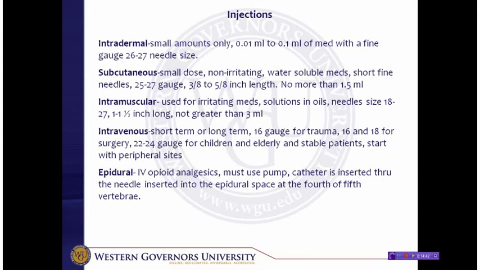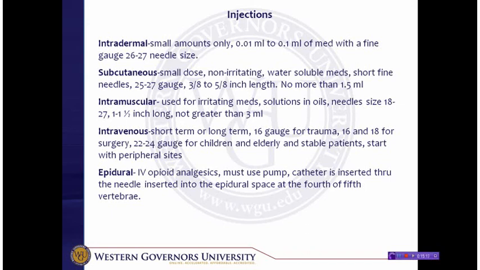For an intradermal injection, we only want to use very small amounts of fluid. It's going to be 0.01 mL to 0.1 mL of medication, and we use a very fine gauge needle, so 26 to 27 gauge. Remember, with needles, when it comes to gauges, the higher the number, the smaller the needle as far as width. In addition to the gauge, we also look for the length of the needle, and the length is determined by where we're injecting as well.